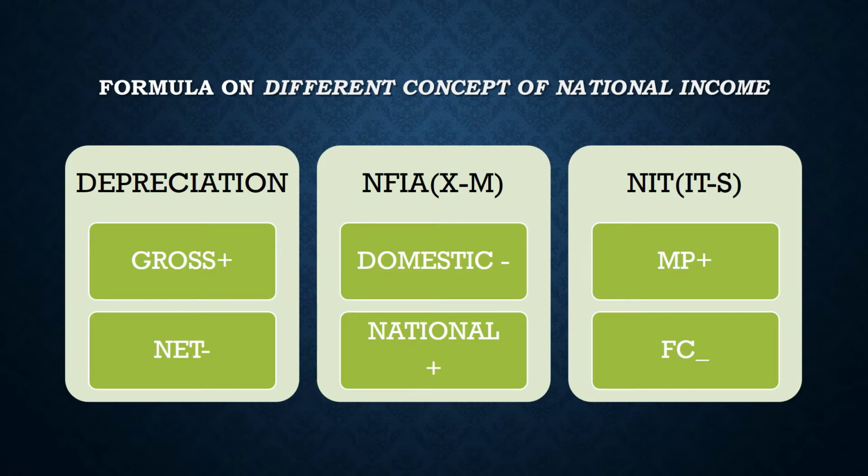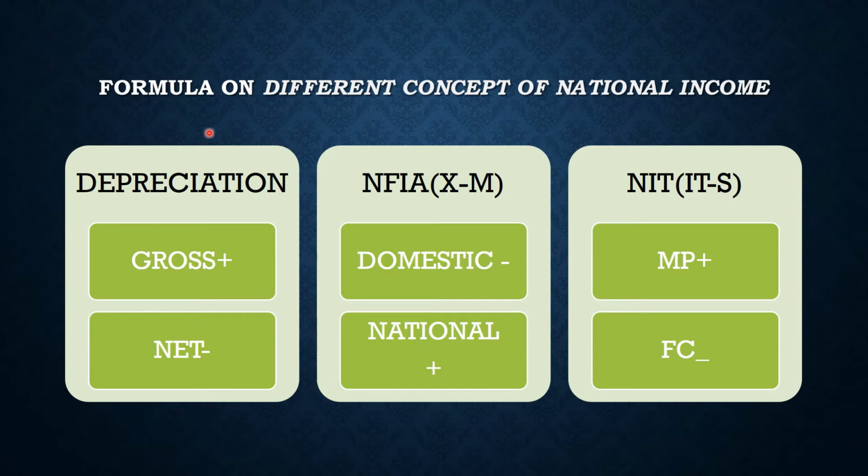I have written here first depreciation. Second one NFIA, that is net factor income from abroad, and the third one net indirect tax, which is the difference between indirect tax and subsidy. Now concentrate. When you are making a formula on gross, it means gross domestic product, so depreciation is added. That's why I have written the plus sign. If you are writing on net domestic product, it means depreciation is not added. So I have mentioned minus here.